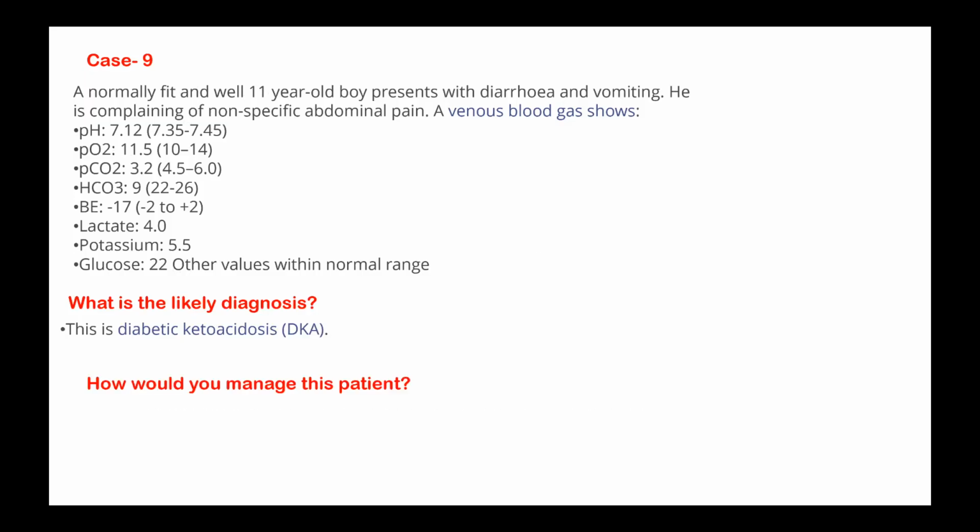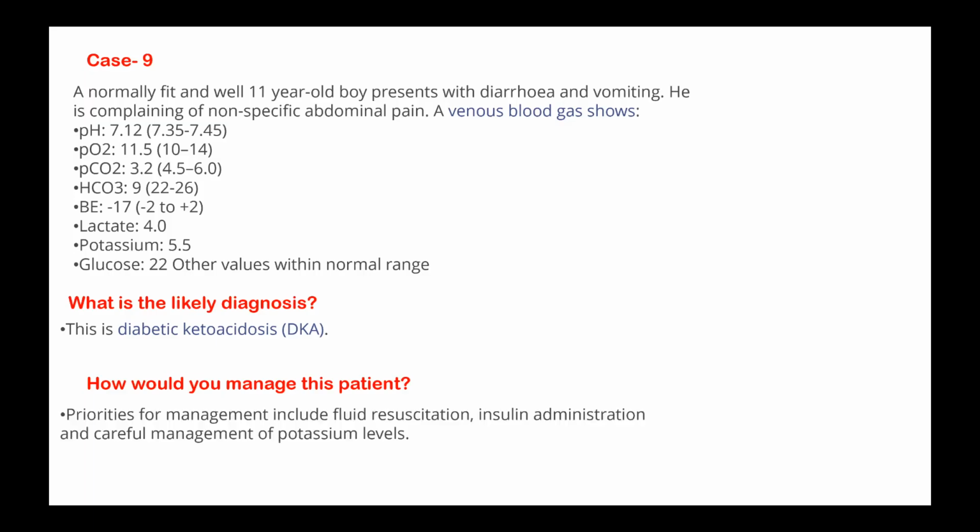So how do we manage this patient? Fluid resuscitation with 10 to 15 ml per kg normal saline, followed by insulin 0.05 to 0.1 units per kg. After that, we have to check the serum potassium level and correct the potassium. The priorities are fluid resuscitation, insulin administration, and correction of potassium.